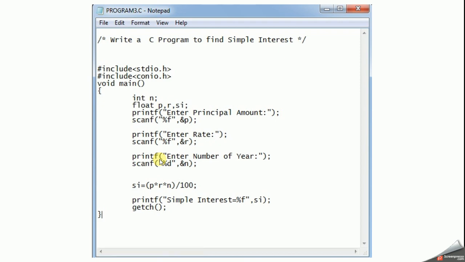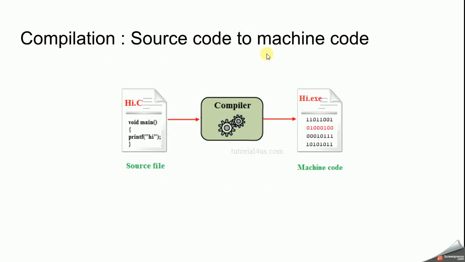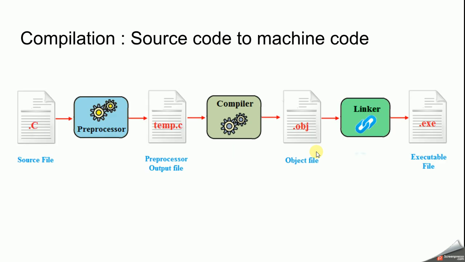So this is another program. See, this is the source code to machine code. This high level C program will be converted by the compiler. The compiler will compile all this source code, written in high level C language, where English-like, human readable language is used, and will convert it into machine level language, which only the CPU can understand. It's not in human readable form, it's called machine level language.